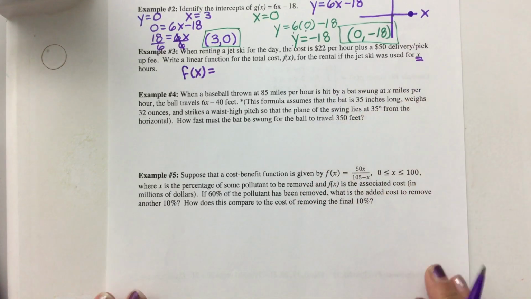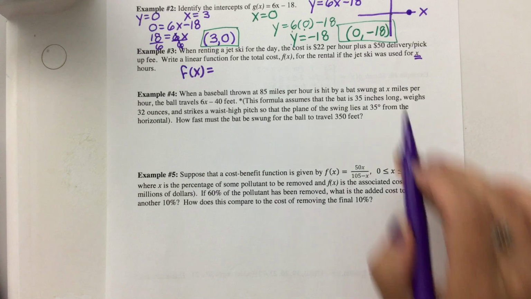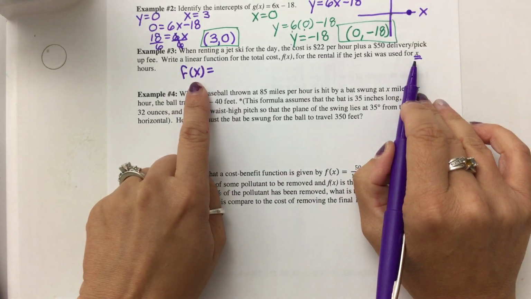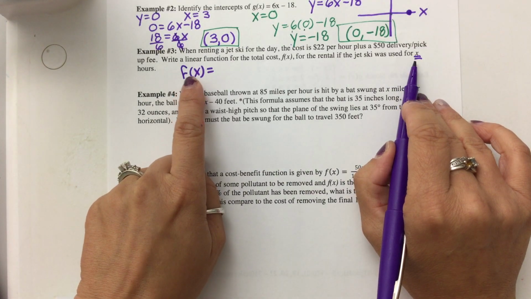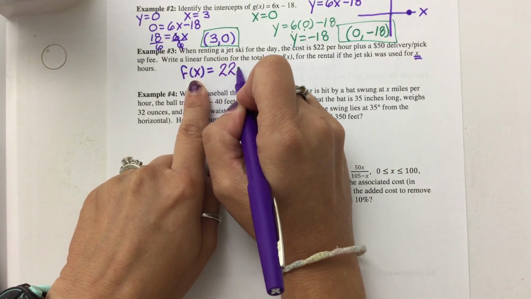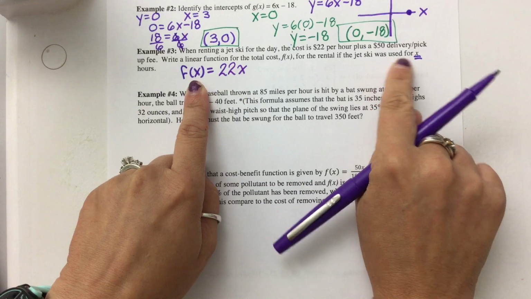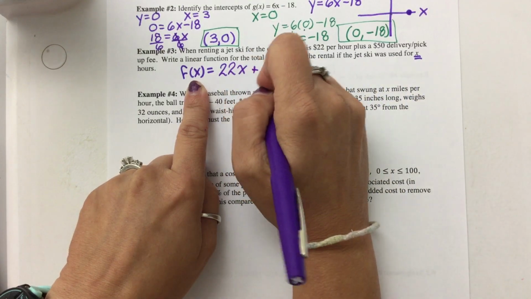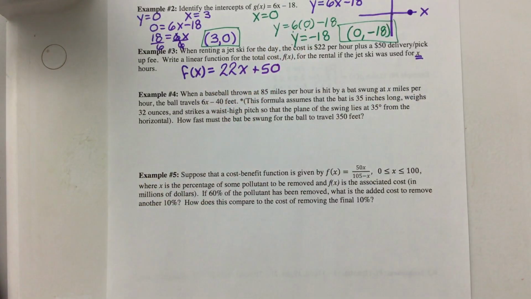They're just telling us that because they want us to use the variable X, which matches our function notation. This says we're writing a function where our variable is X. So we have $22 per hour, hours used as X, plus a $50 charge for delivery and pickup. That's it.